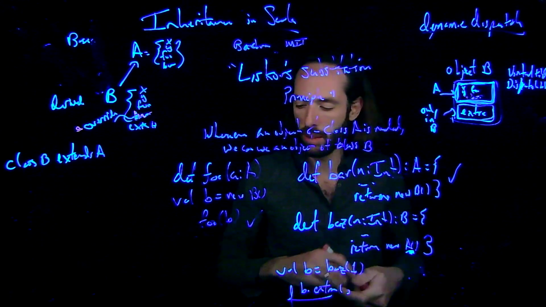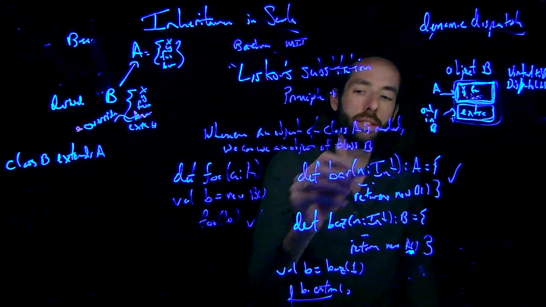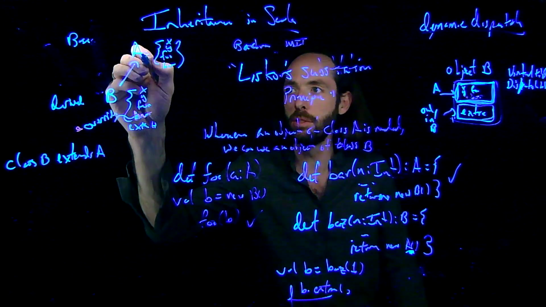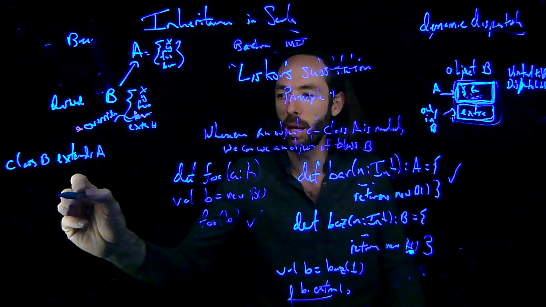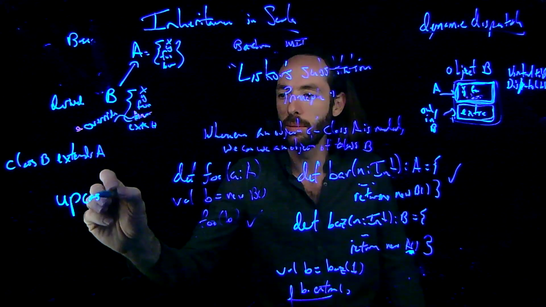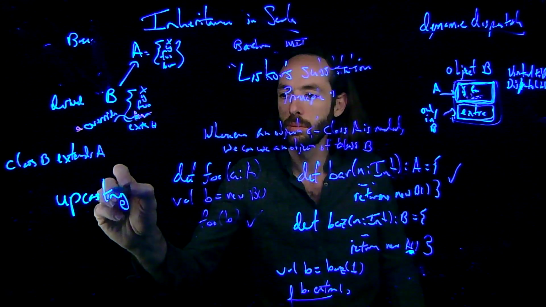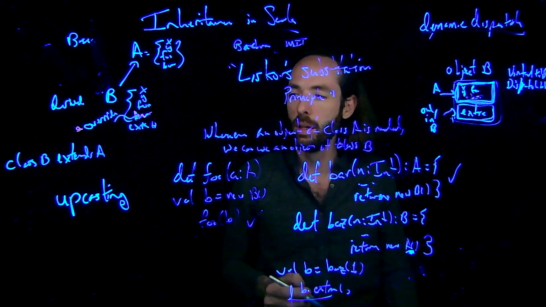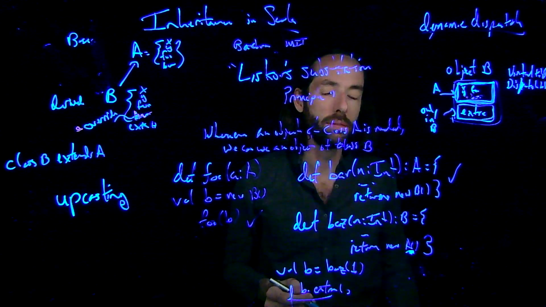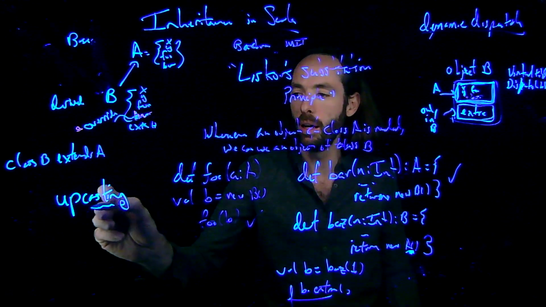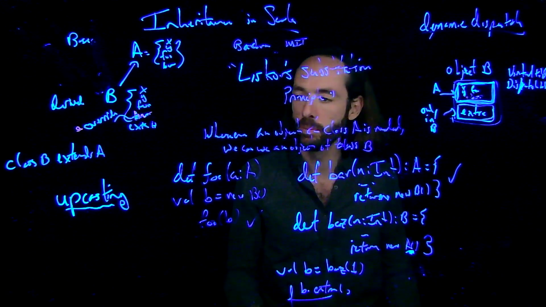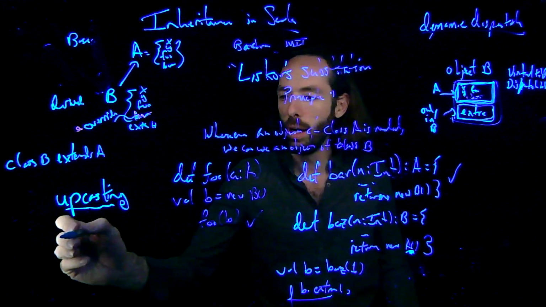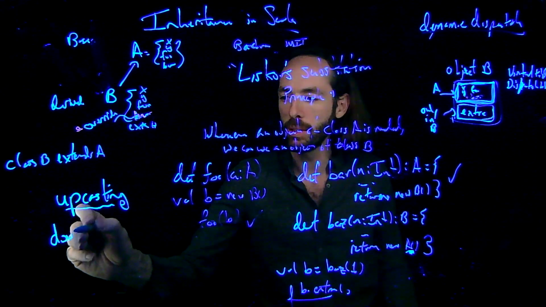And this is, right, I think I just mentioned it, but this idea of taking B and turning it into a type A is called upcasting. Right, for clear reasons, we're going up our hierarchy here. And we'll see this more in the Jupyter notebooks. The opposite, right, downcasting.